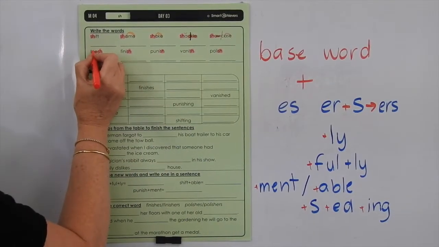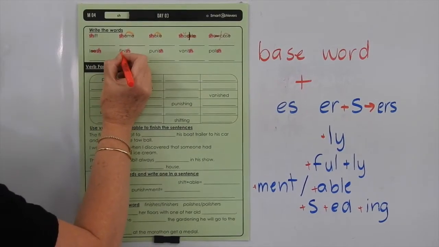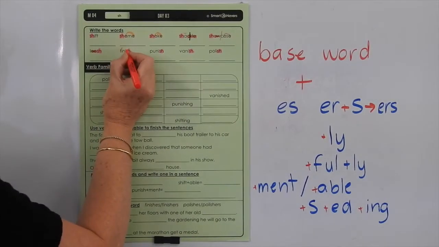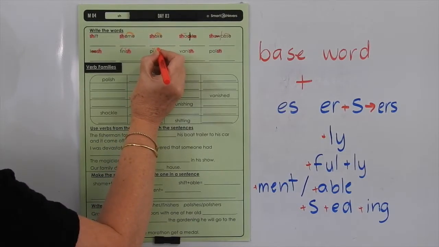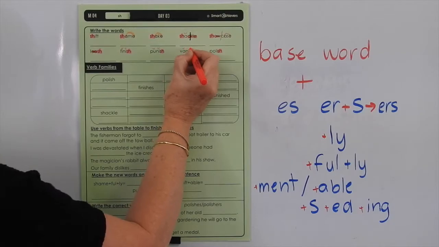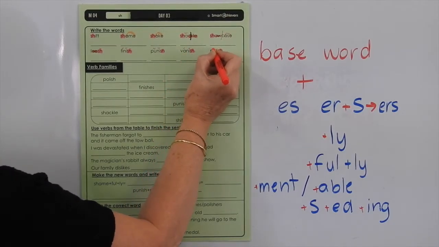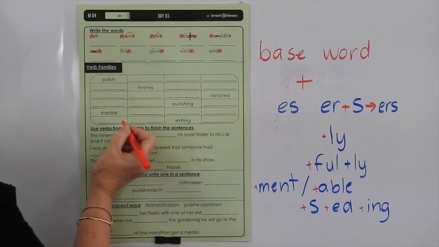Leash, you've got the EA for the long E sound. Finish, you've got an I sound and another I sound there. Punish, short sound. Vanish, same short vowel sound. Polish, short vowel sound there.